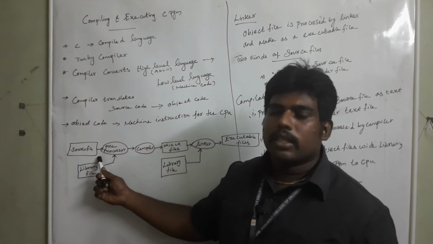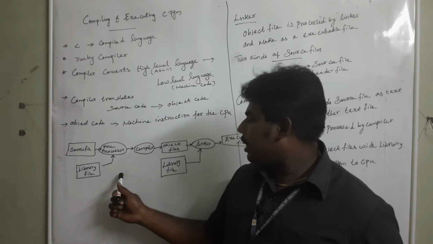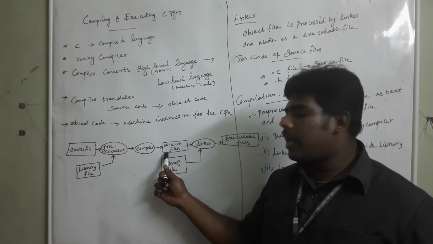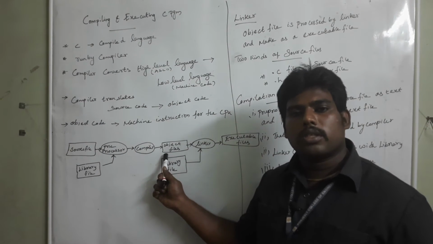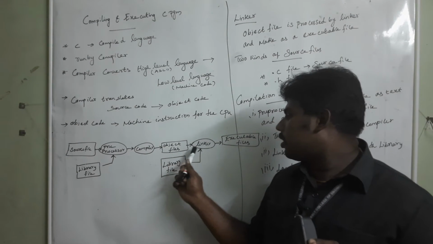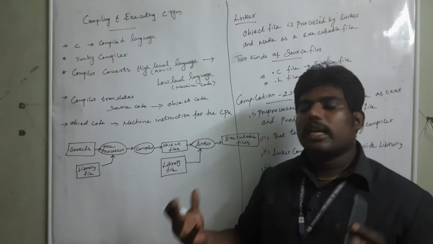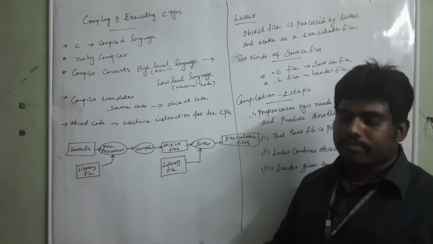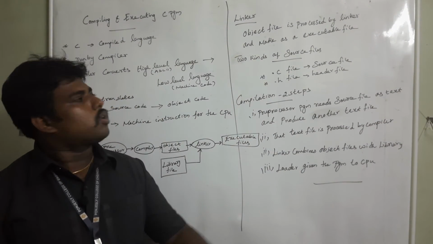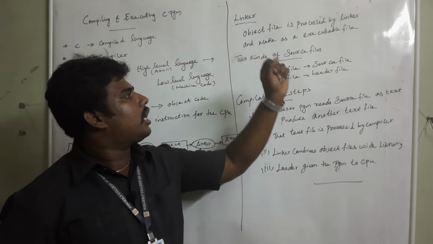First the source file, then from the source file the preprocessor directive will be expanded and linked with the library files. Then your compiler will convert the high level language into object code. Okay, the object code is not an executable code. Again it is given to the linker. It will link and process with all the library files. Then it is changed into the executable file. So the object file is processed by the linker.